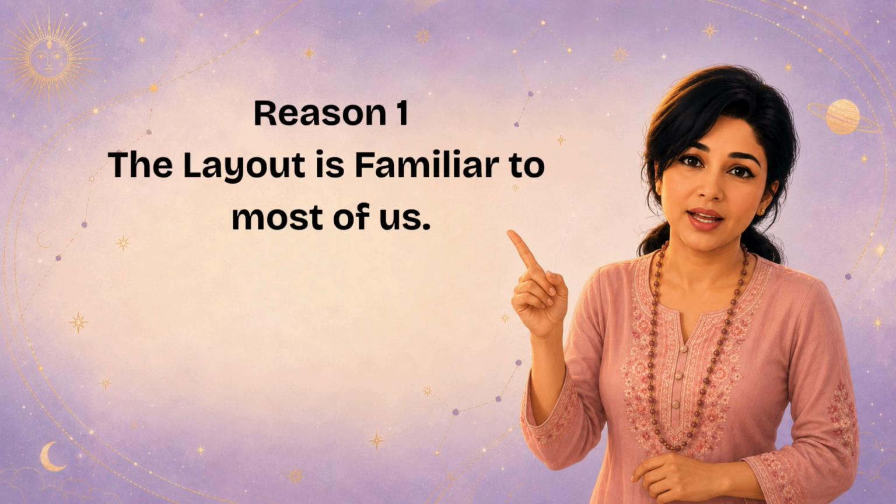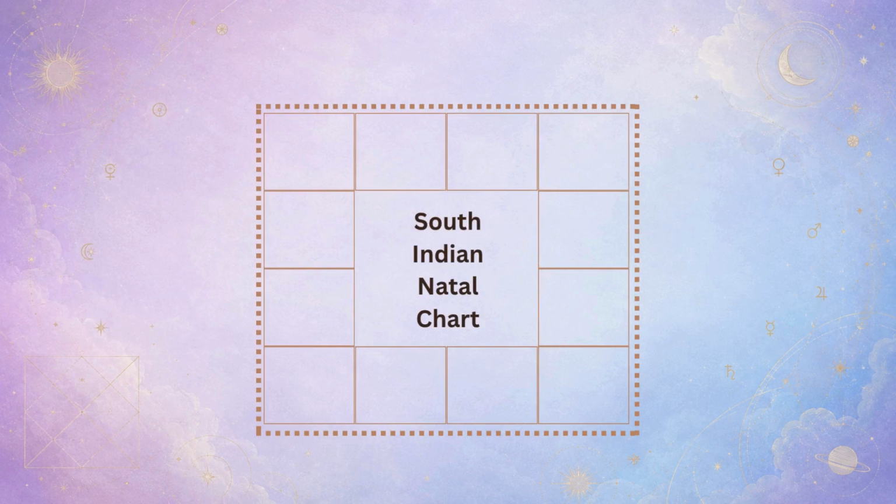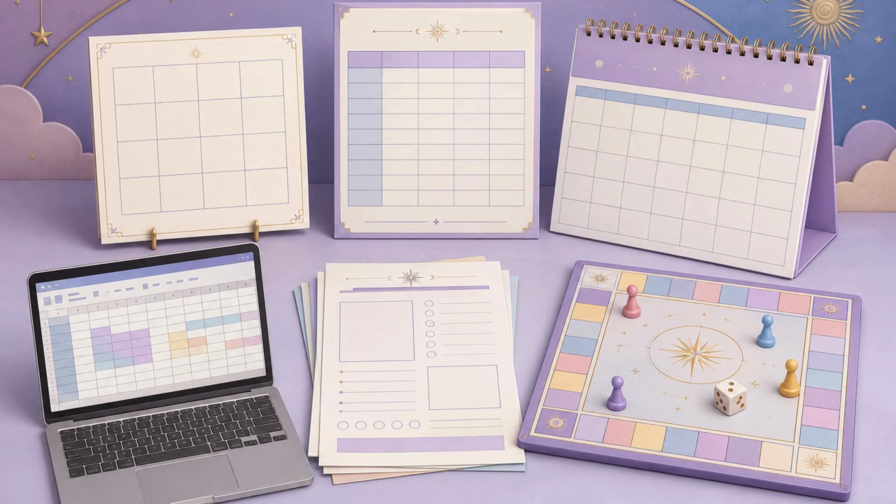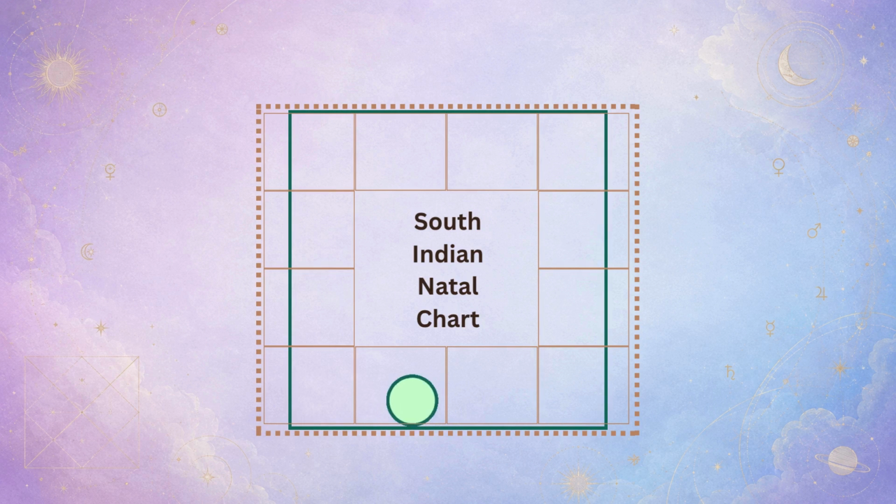Reason 1. The layout is familiar to most of us. The first reason is very simple. The South Indian chart looks like a grid. Most of us are already familiar with grids, tables, calendars, spreadsheets, classroom worksheets, and even board games. We have been trained from a young age to understand that each box contains a particular category of information and that the boxes follow an organized sequence. We also automatically move around the grids in a clockwise manner. This familiar structure reduces the amount of visual decoding and house counting a beginner has to do.